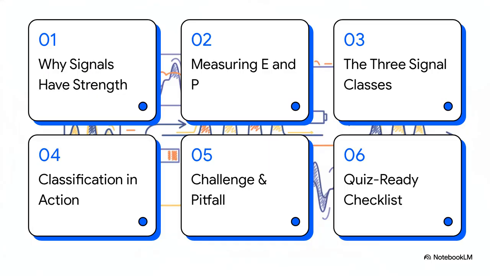So here's the game plan. We'll start with the why. Why this stuff actually matters in the real world. Then we'll jump into the formulas. After that, we'll define the three main classes of signals, work through a few examples together, and I'll even give you a little challenge to test your skills. We'll wrap it all up with a simple checklist that you can take straight into your quiz.